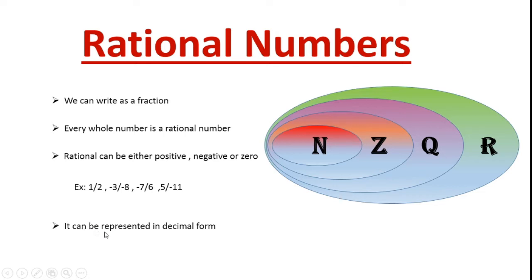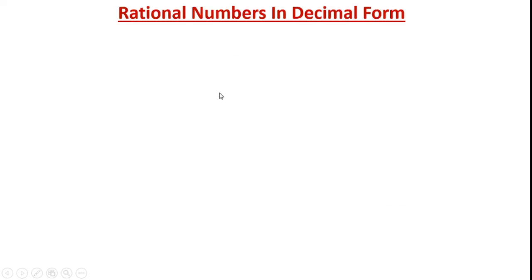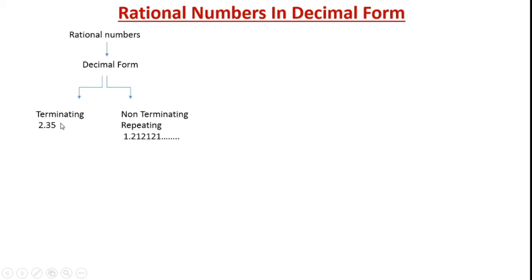A rational number can be expressed in the form of a decimal. So this we'll see in detail. See the rational number in decimal form. A rational number can be expressed in the form of a decimal. This decimal is either terminating or non-terminating repeating. Terminating means like 2.35, it will stop here. Non-terminating repeating means like 1.212121, it will go on this way, the same pattern. So it is non-terminating, not stopping.